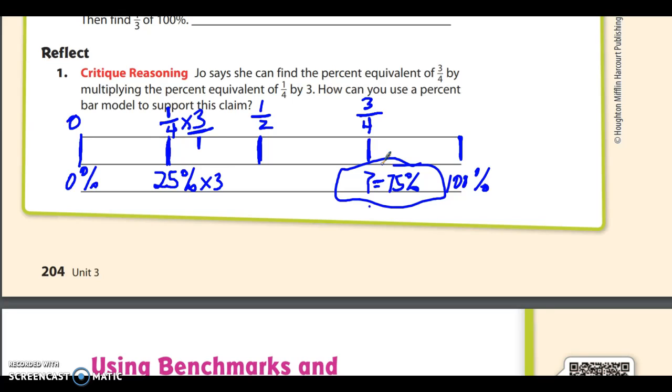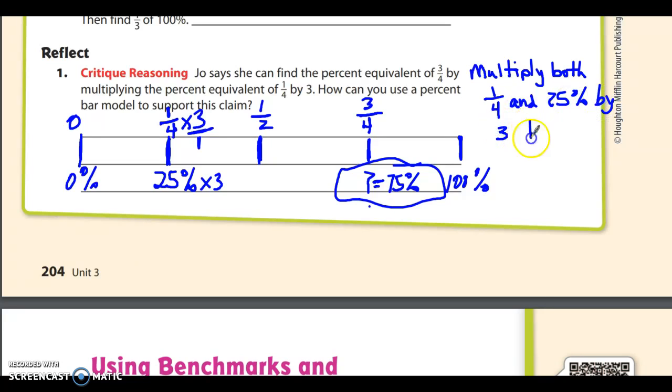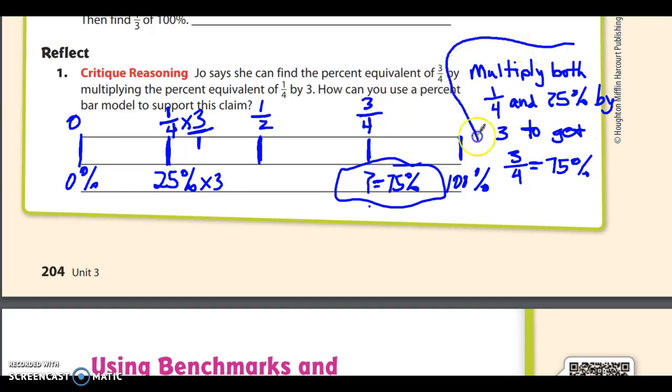So it says, how can you use a percent bar model to support this claim? I would say, here's my answer right over here off the right. I would say multiply both 1/4 and 25% by 3 to get 3/4 equals 75%. Here's my answer right here.